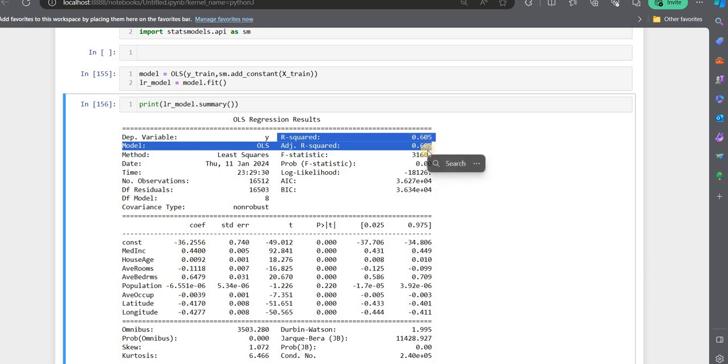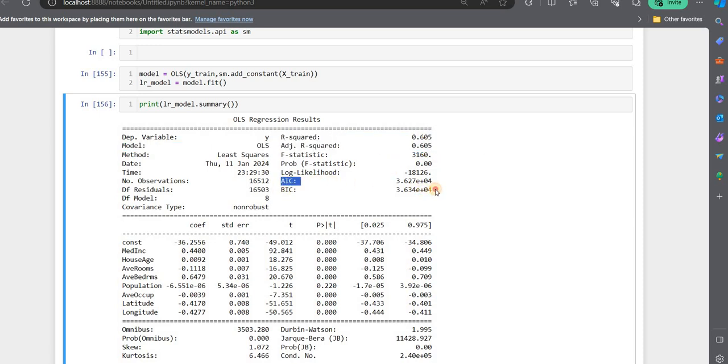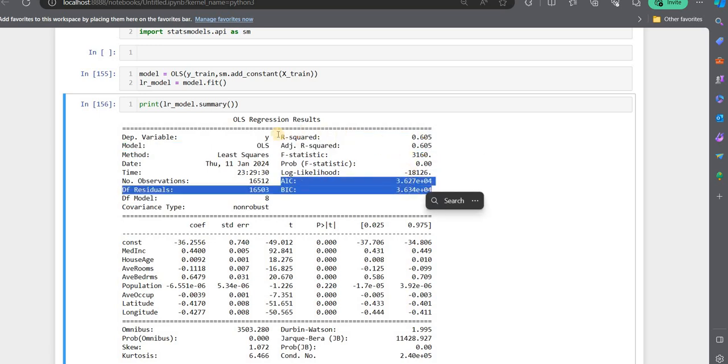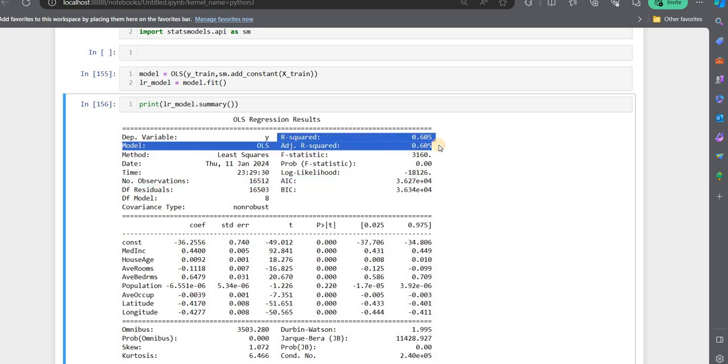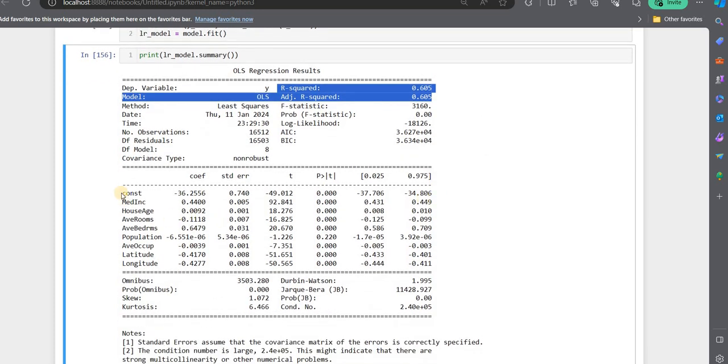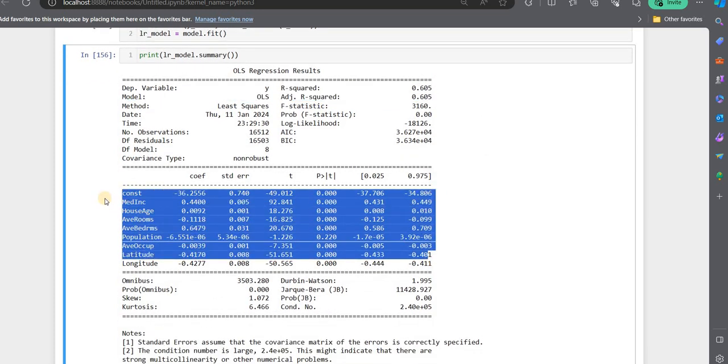So there are R square and adjusted R square, and AIC and BIC are also important, but those are more advanced, we'll see them later on. But R square and adjusted R square you need to understand. I will take it tomorrow. You can see here this model has taken all the columns.